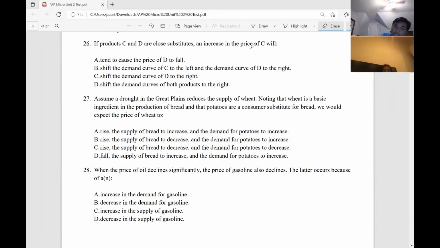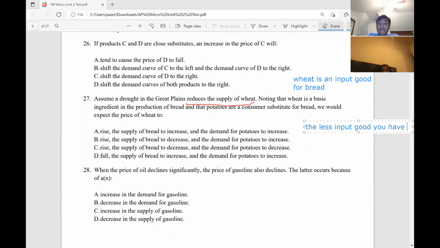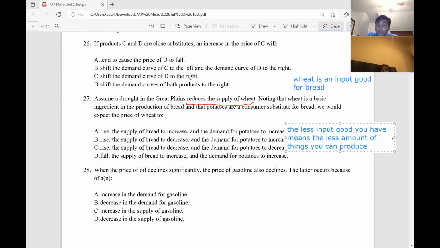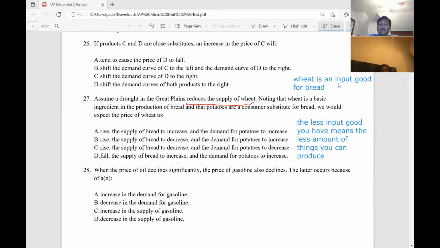So if it reduces the supply of wheat and wheat is used to make bread, we can, as Amrutha stated before, try plus ng. So that's an input good, right? So wheat is an input good for bread. And so if you know that information, the less input good you have means the less amount of things you can make, right? So that means the less wheat you have, the less bread you can produce. And so judging off of that, we can immediately decide that A and D are wrong, right? Because supply would have to decrease for bread.